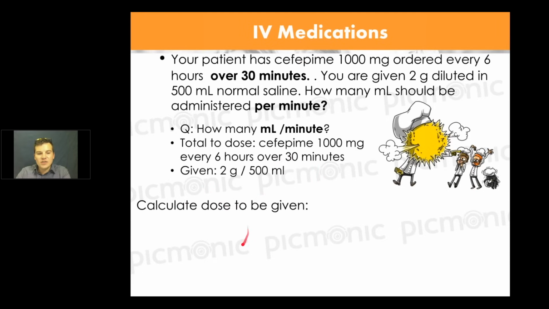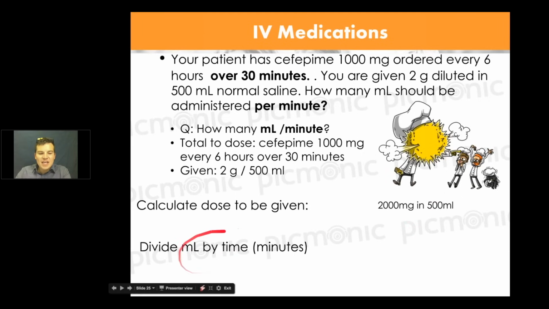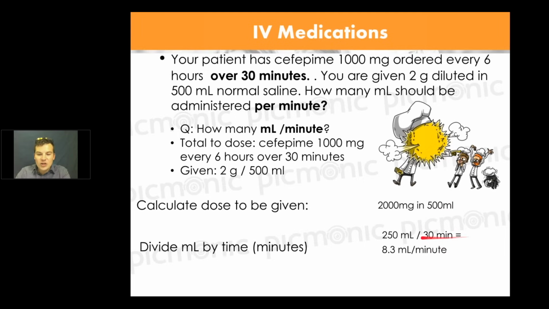So I know my calculated dose to be given is 2,000 milligrams in 500 mLs. So I know I need to divide my mL by how many minutes. So I'm going to take that same 250 mLs I got from the last one, building on top of it, and divide it by my 30 minutes of time, so I know I need to give 8.3 mLs per minute. Yeah, I know. Lots of you are smarty pants, and you did so well by getting that faster. But if you follow the same process, you're always going to end up with the exact same answer.